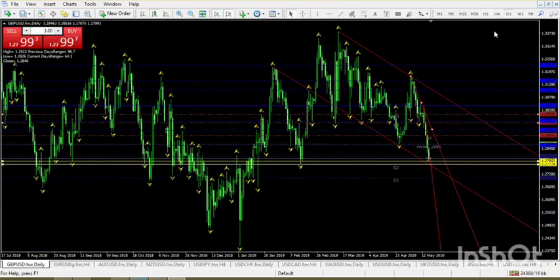So the swing highs, right? Up until here, all of the strategies gave us a descending signal. About the swing lows, I'm going to delete these if that's okay with you.